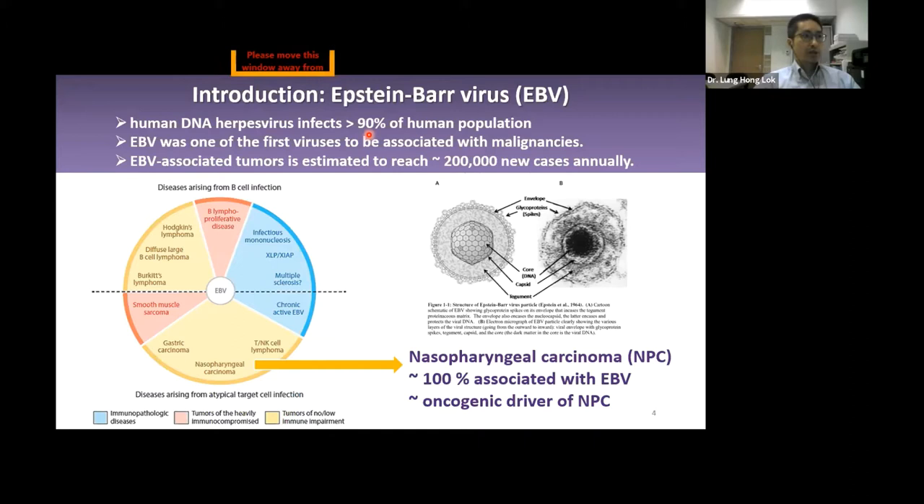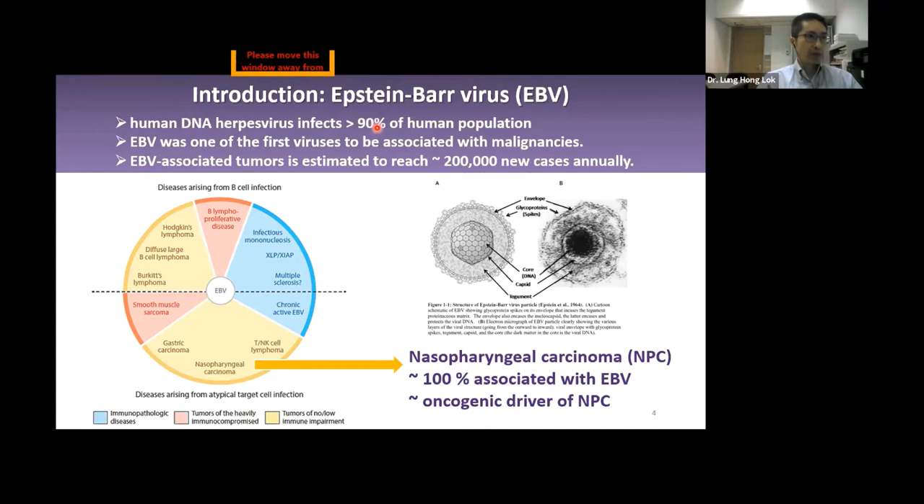But don't be too scared, because EBV is not as deadly as COVID-19, although the incidence rate is so high. It's not that deadly, it's not that harmful, because most of the time we have an intact immune system to suppress the activity of EBV. This is the reason why we're still safe and live together with EBV.